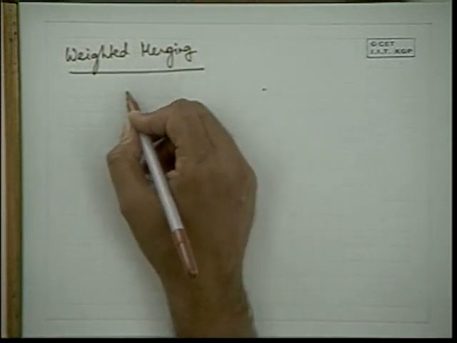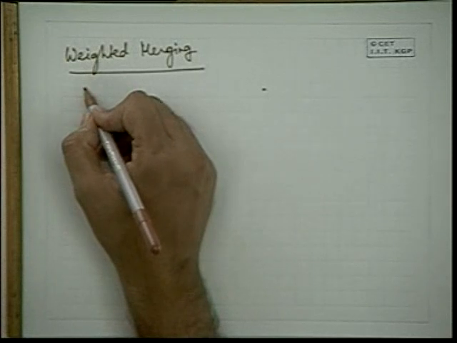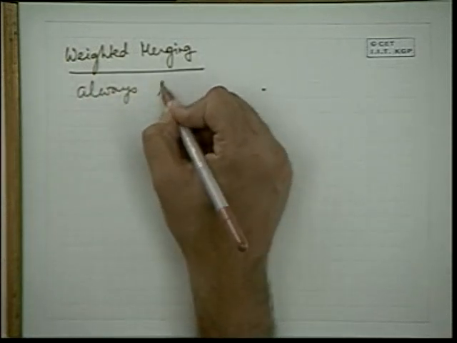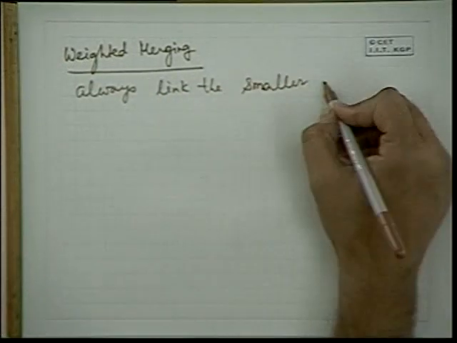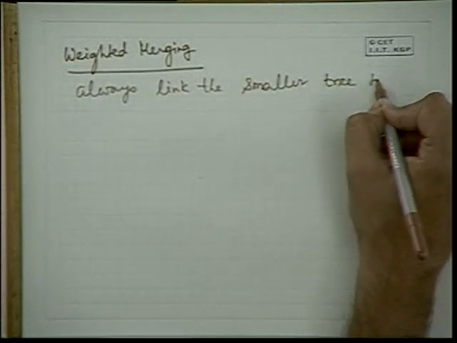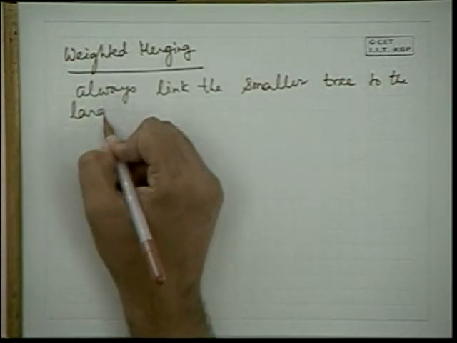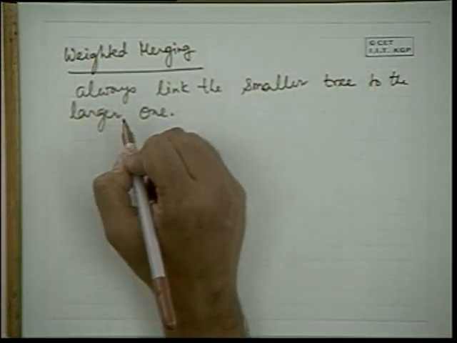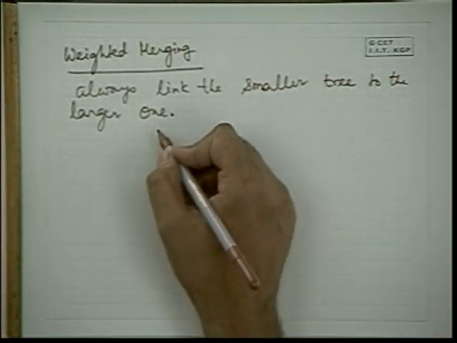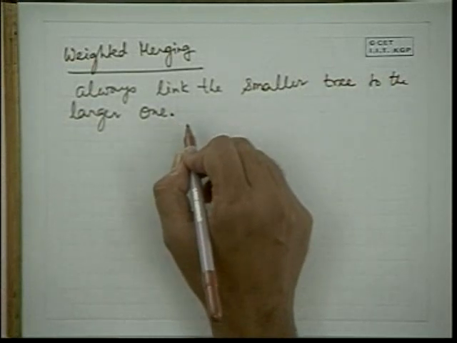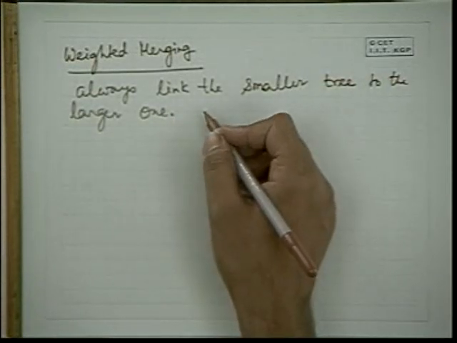So what does it mean? It means always link the smaller tree to the larger one. In the previous example I did not follow this rule, I just arbitrarily linked between the two, but to have a log n height of the tree we have to follow this rule. So what we can do, the size of the tree can be maintained, say probably at the root, and while merging these two roots we will just check their size.